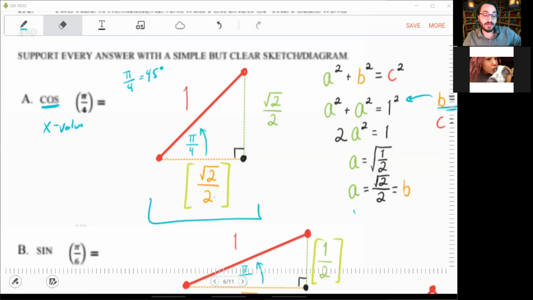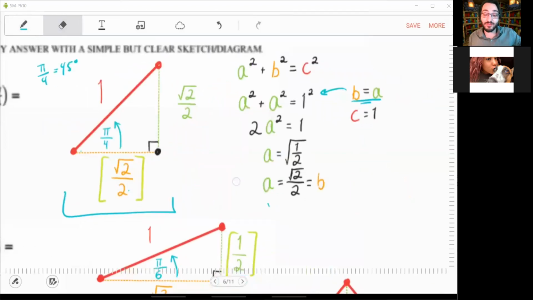But no questions? We're okay? Once again, isosceles right triangle, meaning that the sides are equal, and that allows us to make this substitution. We're able to say a squared plus a squared instead of a squared plus b squared, because a is equal to b. And like I said, c is equal to 1, which is the same for all of these. The second one, all right?